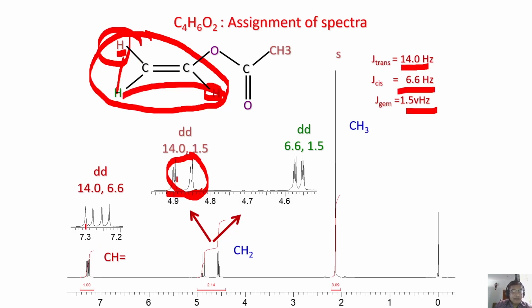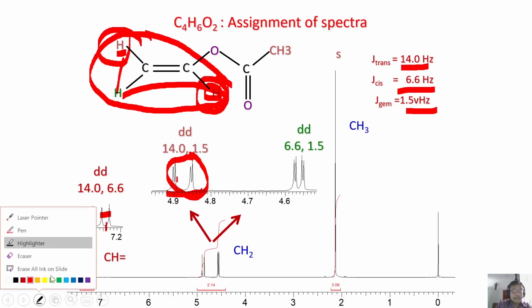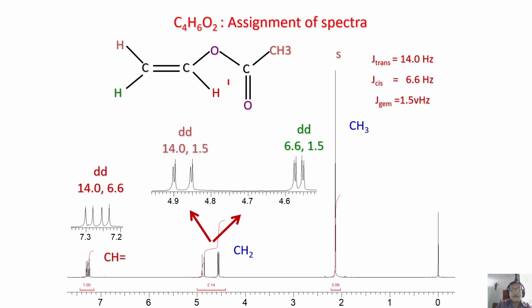So this is a large separation of trans coupling, and each of them is further split by a cis coupling of 6.6 hertz. So it is going to be very clear, well-resolved doublets of doublets. So I can assign this to this proton. You are clearly understanding this. So this proton is assigned to this, and this is assigned to this.